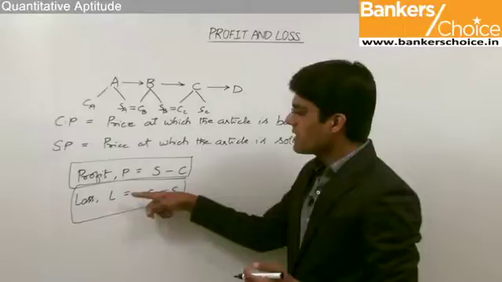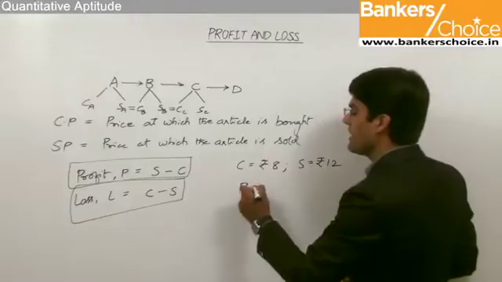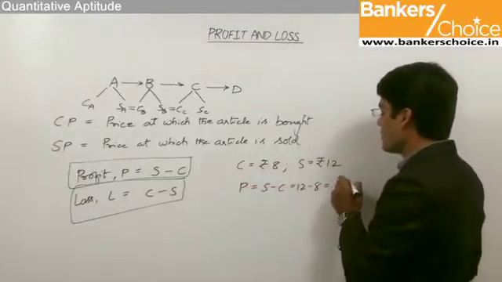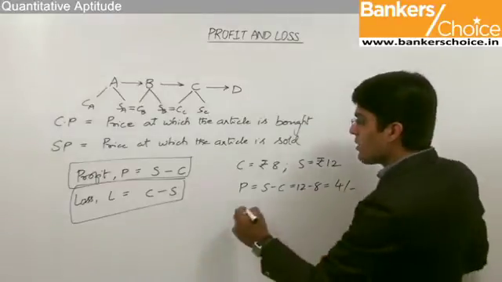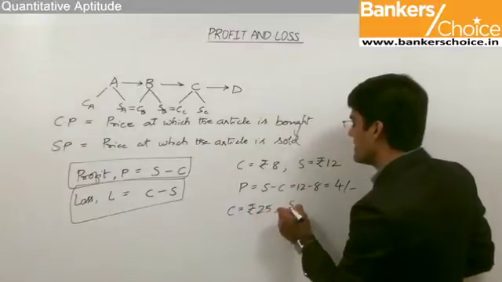So for example, let's say that cost price of a pen is 8 rupees and the selling price of the same pen is 12 rupees. So we can say that the profit made, that is S minus C, will be equal to 12 minus 8, that is 4 rupees.